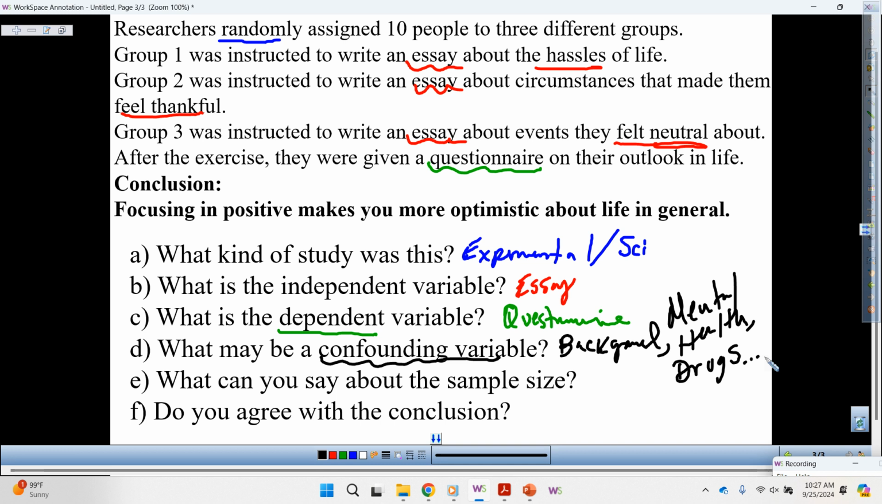Are we there so far? All right. Go to part E. What can you say about the sample size? It says, researcher randomly assigned 10 people to 3 different groups. 10 people, 3 different groups. Talk to the neighbor. What do you think about the sample size? Is that good? If it's not, what do you think would be the change? Talk it over with your neighbor.